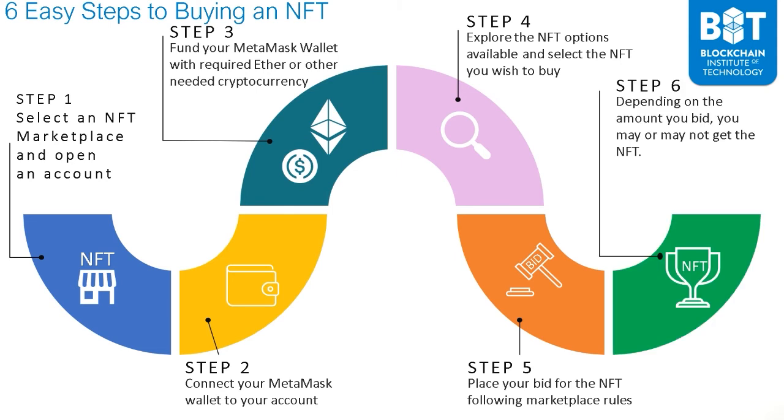Depending on the amount you bid, you may or may not get the NFT. The NFT goes to the highest bidder. So if you're the highest bidder, you will get the NFT. That is the 6 easy steps to buying an NFT.